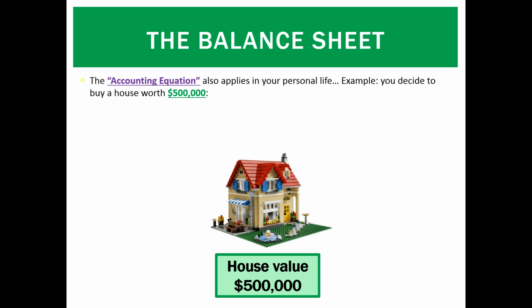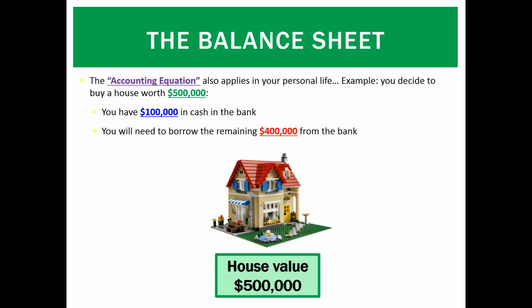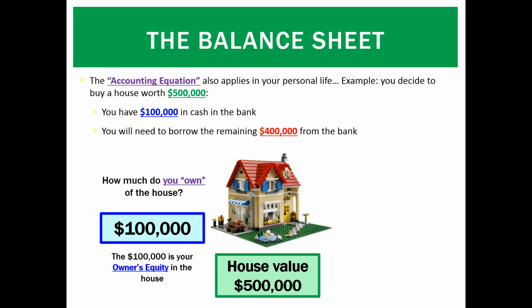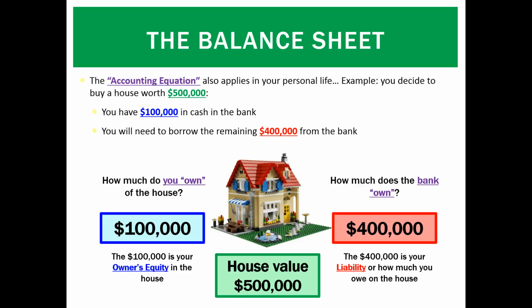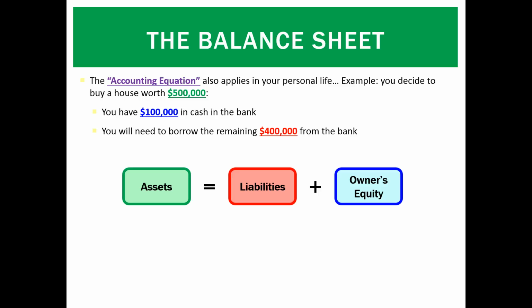So it doesn't matter what the asset is, this is going to apply. Let's say, and hopefully you're going to buy a house one day in the not too distant future, that's a $500,000 house. You've got $100,000 of your own money in the bank, so you're going to go and borrow $400,000. So how much do you own of the actual house? Well, that's going to be the part that's yours. That's the owner's equity part. That's $100,000. You don't own the whole house, and the reason why is, although you've got an asset of $500,000, the bank actually owns $400,000 of it, which we call a liability. So we express that in our accounting equation. You've got a $500,000 asset, liabilities of $400,000, and owner's equity of $100,000.